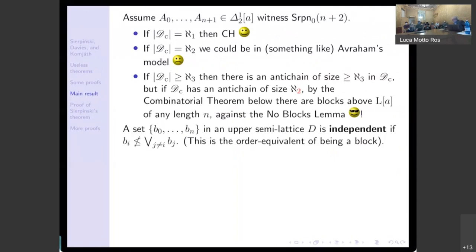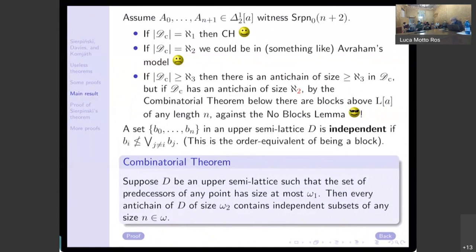So a set of reals B0 through Bn. In general, the combinatorial theorem works for any upper semi-lattice. The set B0 through Bn in the upper semi-lattice is said to be independent if Bi is not the supremum of the Bj, j not equal to i. This is the abstract version of being a block. And there is this lemma, which has nothing to do with Sierpiński or constructibility, but it's what makes everything work. Suppose D is an upper semi-lattice such that the set of predecessors of any point has size at most aleph 1. Then every anti-chain of size aleph 2 contains an independent subset of any finite size. So this is what is used here.